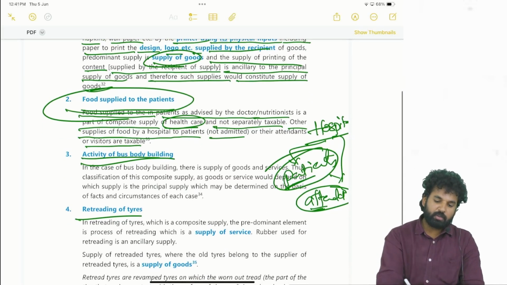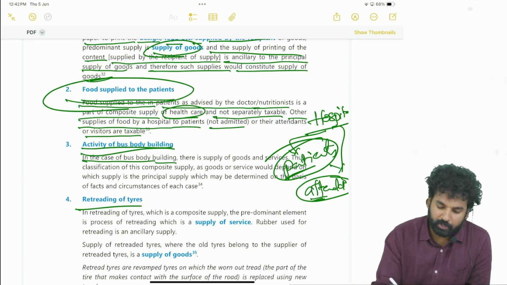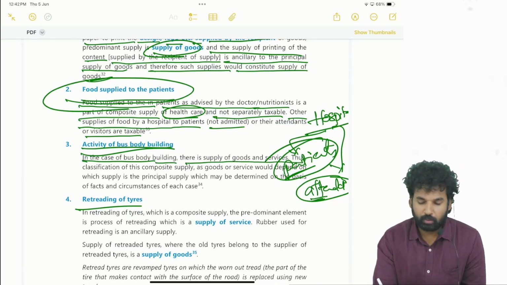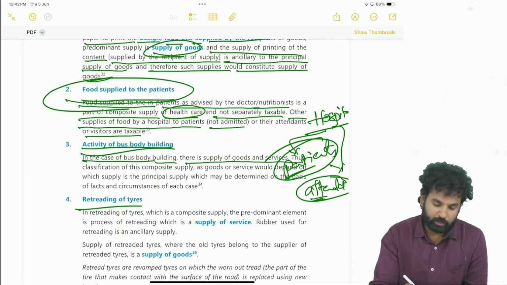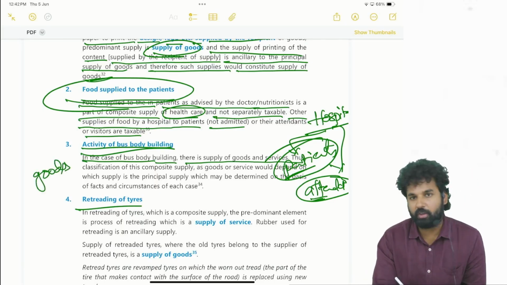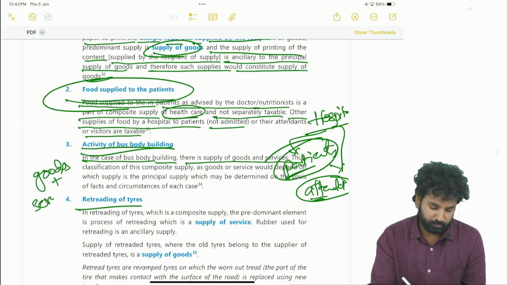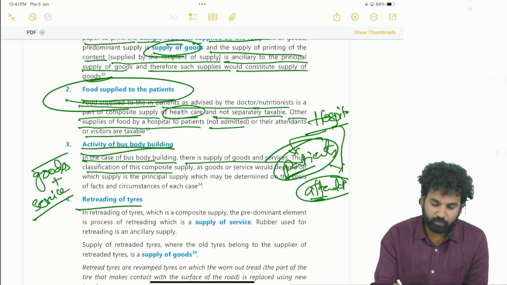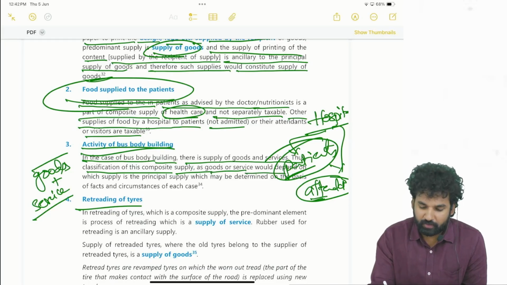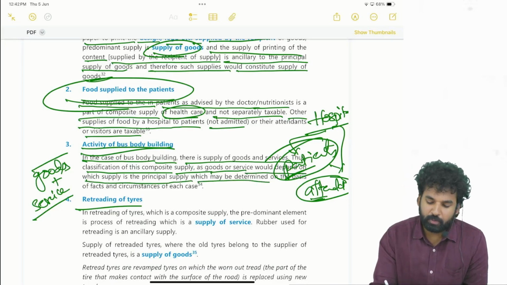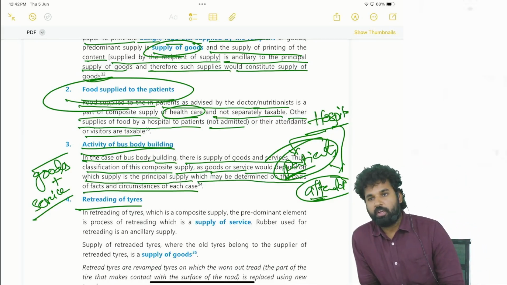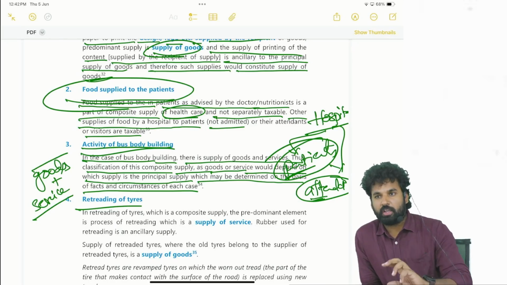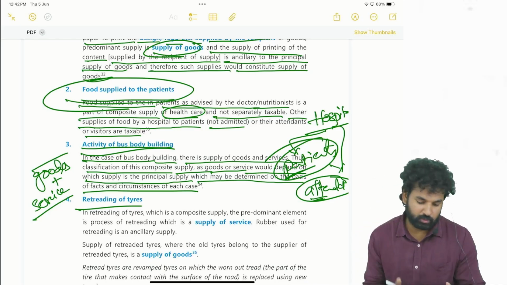Next, activities of bus bodybuilding. In case of bus bodybuilding, there is a supply of goods and services both. Because spare parts, goods, will be involved, and at the same time skilled service will be involved. Classification of this composite supply as goods or service would depend on which supply is the principal supply, which may be determined on the basis of facts and circumstances of each case. How much bus bodybuilding you are doing, what the dominant part is, whether it is goods or service, based on that we need to determine on a case to case basis. This is with respect to bus bodybuilding.